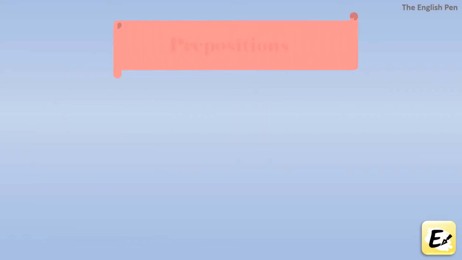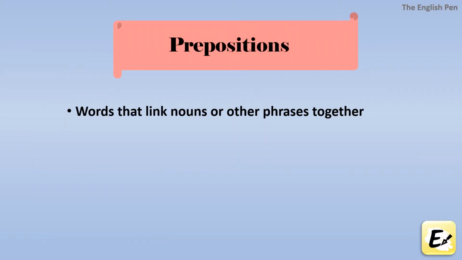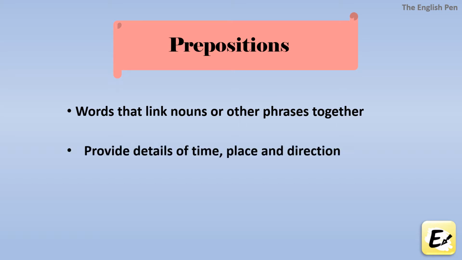Prepositions are words that link nouns or other phrases together. I like to think of it as words that provide detail of time, place, and direction in a sentence. Examples of prepositions include at, in, on, to, and so on. Maybe you've seen these words already, but do you know how to use them?